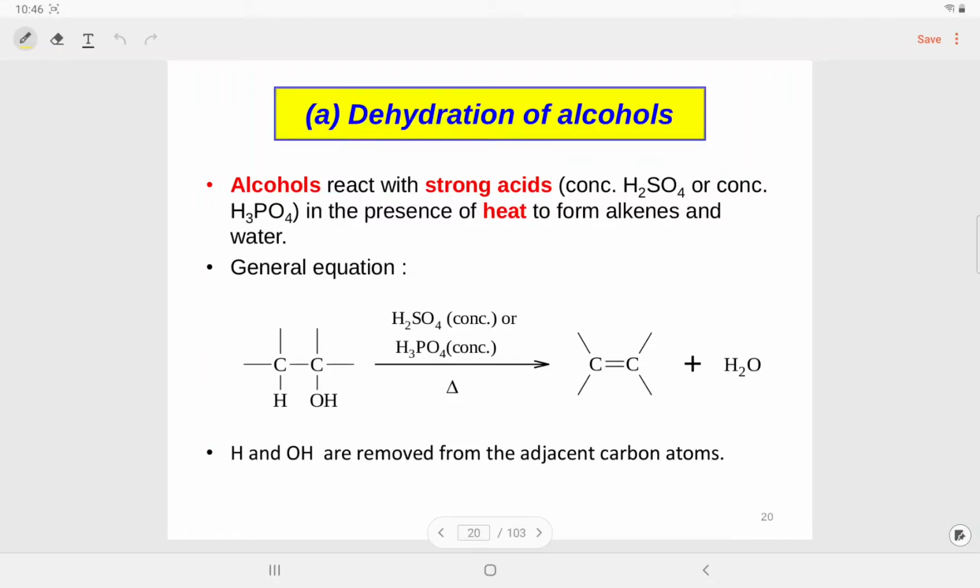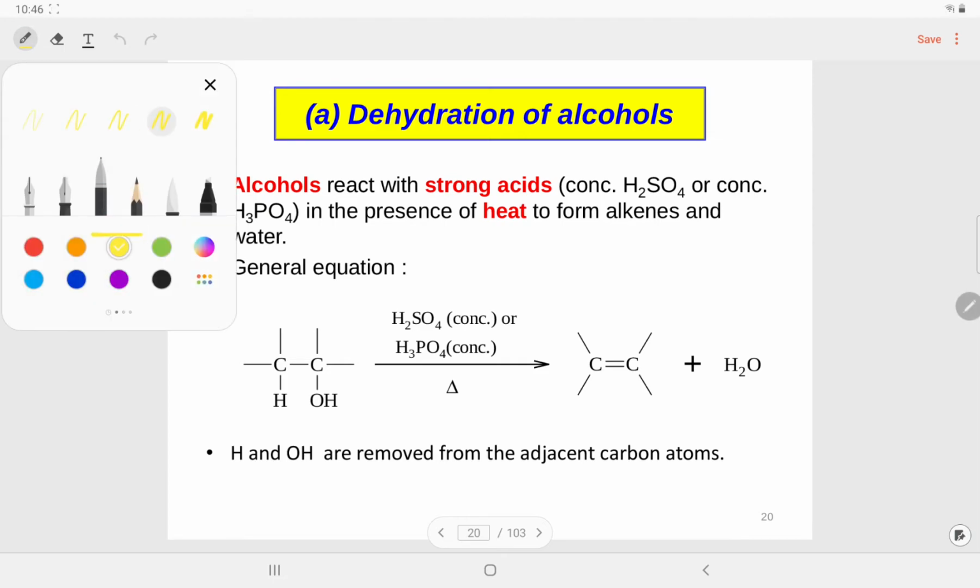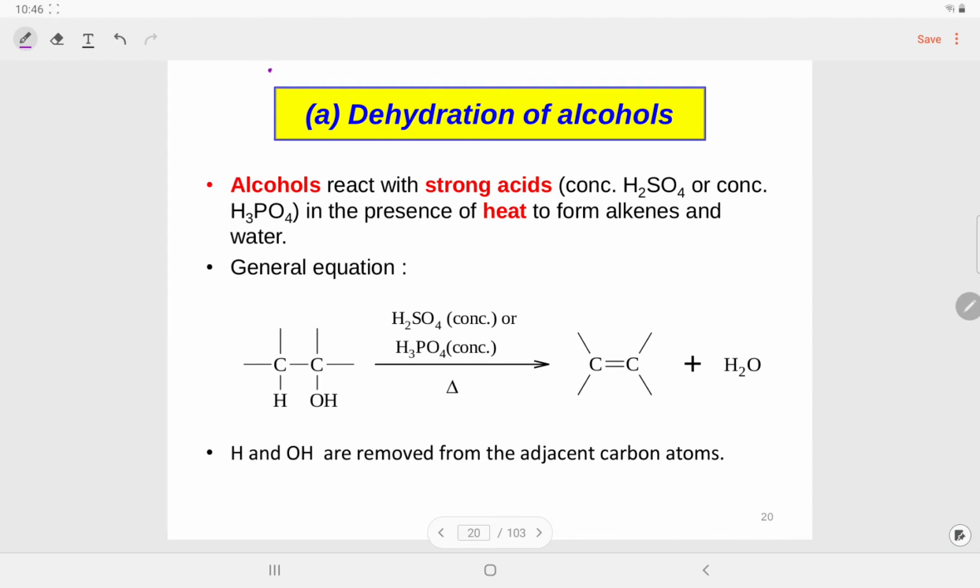So the next lesson is on the chemical reactions of alkenes. In the previous lesson, we already learned one preparation of alkenes, which we call dehydration of alcohol. Let's recall what we have learned before. Dehydration means to remove. Remove what? Dehydration means the process involved is elimination of water.